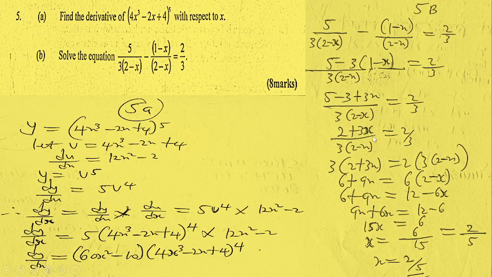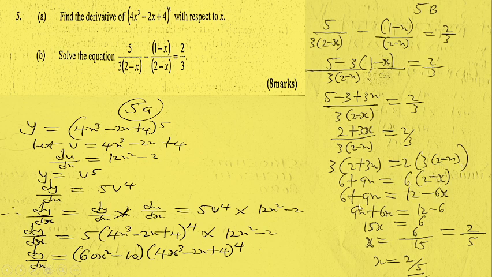Then plus 3x. From there we can cross multiply. 2 will multiply 3 into 2 minus x, then 3 will multiply 2 plus 3x. Then 3 times 2 gives us 6, and 3 times 3x gives us 9x, equals 2 times 3 into 2 minus x. 2 times 3 will give us 6, then you can use this 6 to open this bracket, and that will give us 12 minus 6x.